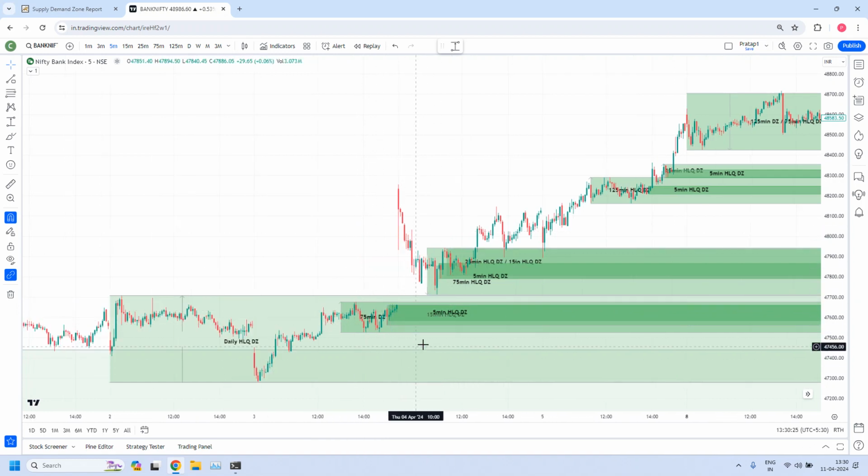So keep an eye on this. In case in the coming days prices come to this area, definitely for short-term traders, it will give very good profit. You can plan day trades.